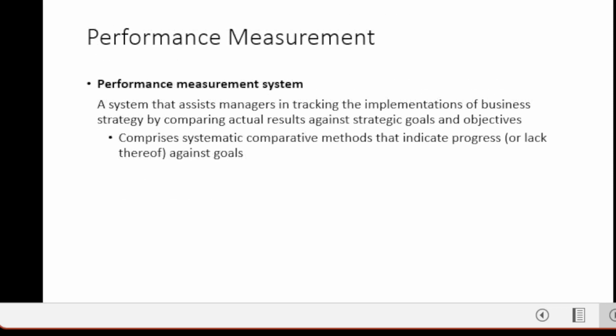Then you will do performance management. A performance measurement system is a system that assists managers in tracking implementation of business strategy. It comprises a systematic comparative method that indicates progress.